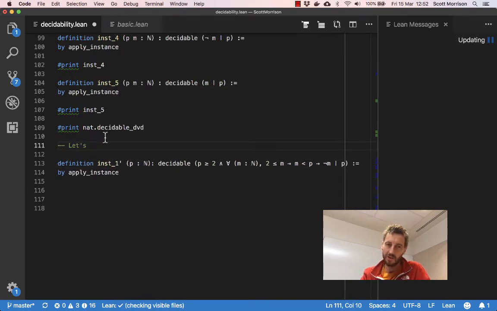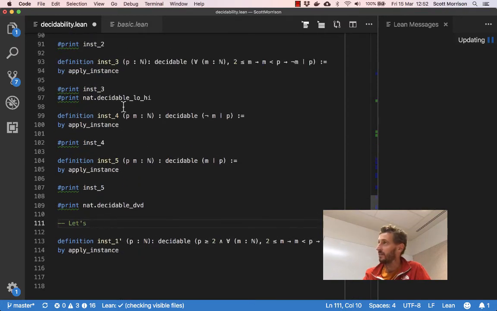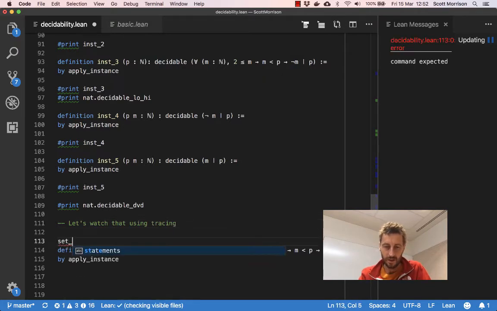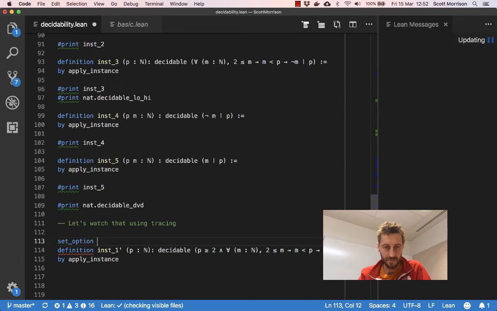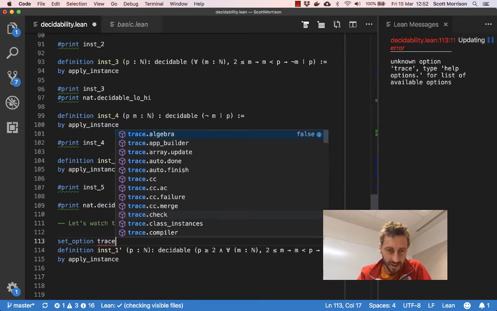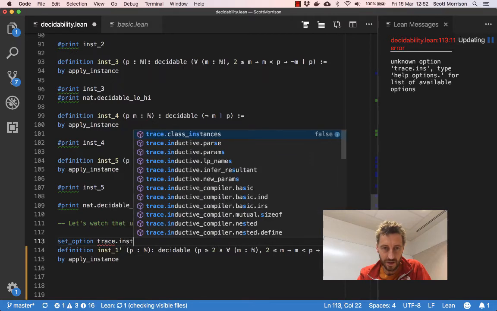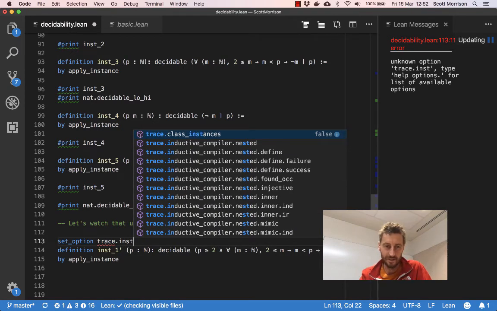We sort of watched it happen by hand here, by slowly unpacking the definitions and printing them and seeing which instances were produced. But you can turn on some tracing to watch the process. Kelly, do you remember the syntax here to turn on? It's going to be trace.something, set_option trace.class_instances. Okay.